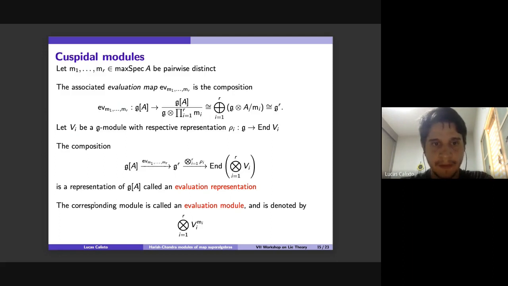Why is that? Let me just say one word about this. Why evaluation? Because in the case, for example, A equals C[t], polynomials, maximal ideals are just points. And this map here is in fact an evaluation at these points. So in this case, we have actually evaluation. The corresponding module is called an evaluation module, and is going to be denoted by this. So this is just a short notation for this representation given by this composition here. Here I'm specifying the modules that we choose and the points, so the maximal ideals we choose.